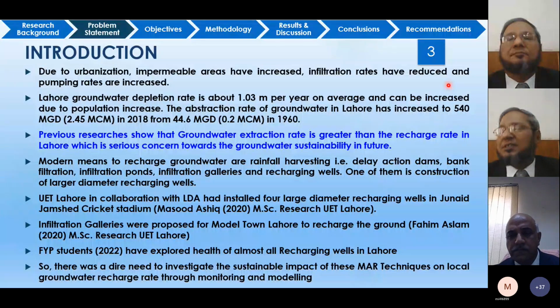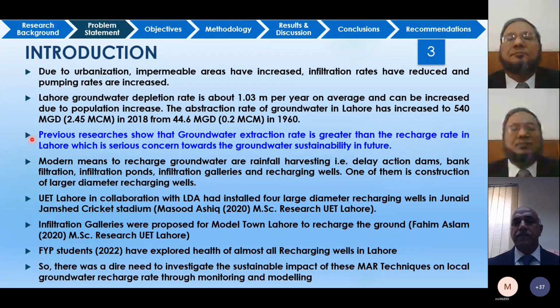As per most of the researchers, their findings tell us that about 1.03 meter is the average groundwater depletion rate for Lahore. And groundwater abstraction was 0.2 million cubic meter in 1960, whereas it had reached 2.45 million cubic meter by 2018, and by now it has further increased. So all previous researchers showed that the groundwater extraction rate in Lahore is much greater than the recharge rate. So what is the result? The depletion in the groundwater table.